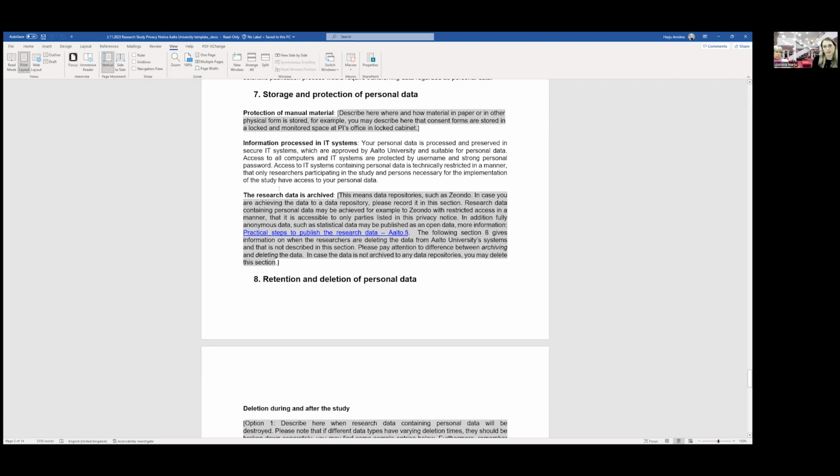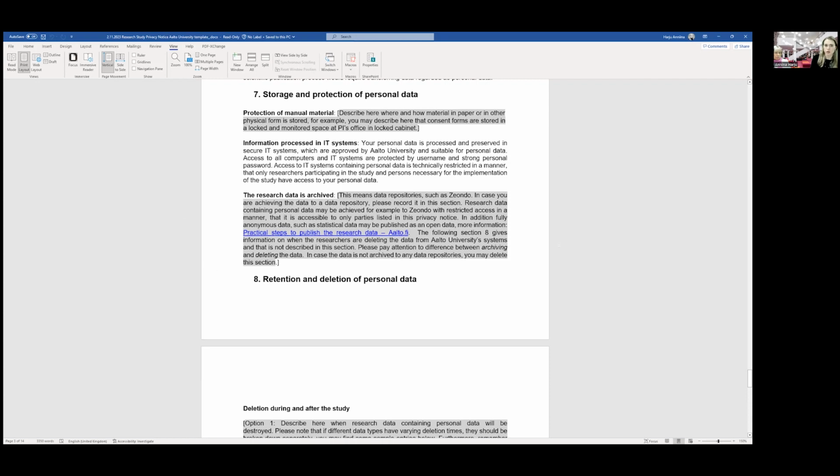And the last subsection is where the research data is archived. The most common mistake here is that people mix this with just simply storing the data in Aalto University systems, but that is the previous subsection. So this means that if you store the personal data in Aalto systems, that is one thing, but this last section is about archiving the data to some kind of data repositories, so it's completely different from just keeping the data in Aalto systems in order to conduct your study.